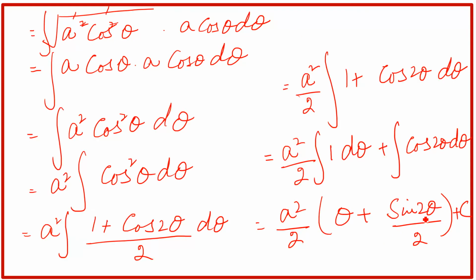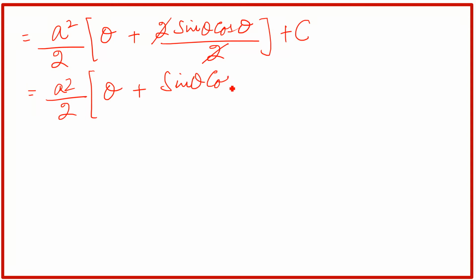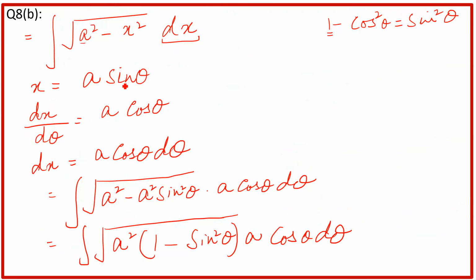See, this sine of 2 theta is equal to 2 sine theta cos theta, divided by the 2 we already had there. Now this 2 will cancel this 2. Whatever is there: a square divided by 2, theta plus sine theta cos theta, plus c. Now we know that sine theta is equal to x over a. From here, if I say I only need sine theta, it will be x over a.